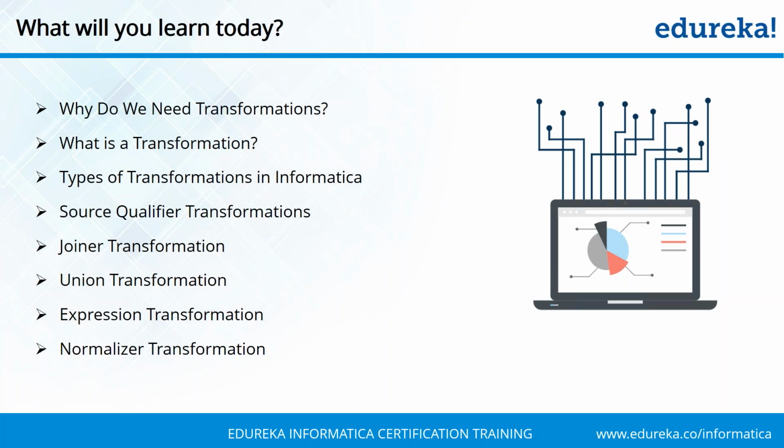After that, we have the joiner and the union transformation. Now, these transformations help you combine the data from various sources. Then we have the expression transformation. Now, the expression transformation can be used to perform or calculate certain expressions which can be applied to each row. Finally, we'll be looking at the normalizer transformation. This transformation helps us in converting the data to a normalized format. So are we clear with today's agenda, guys?